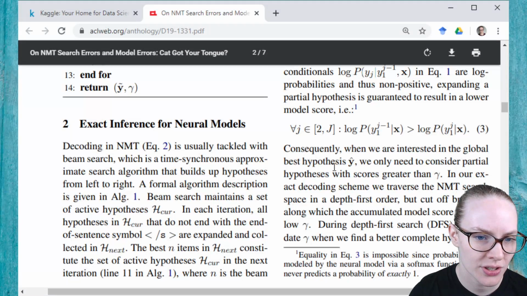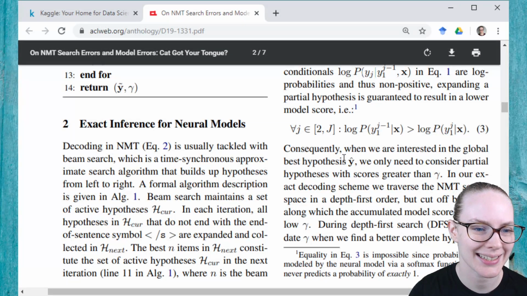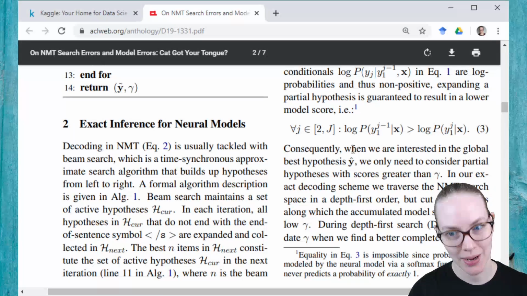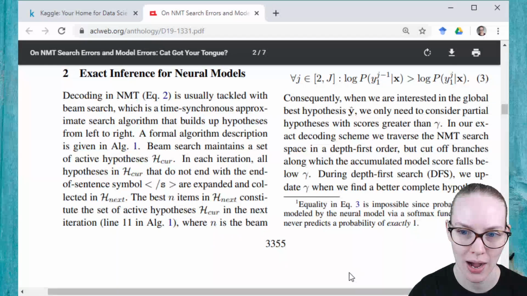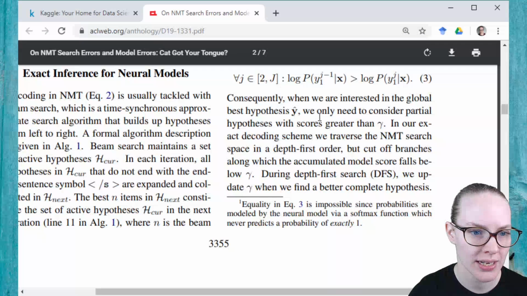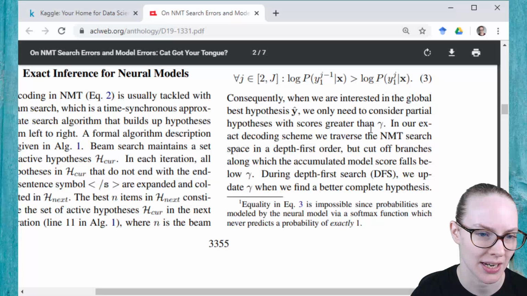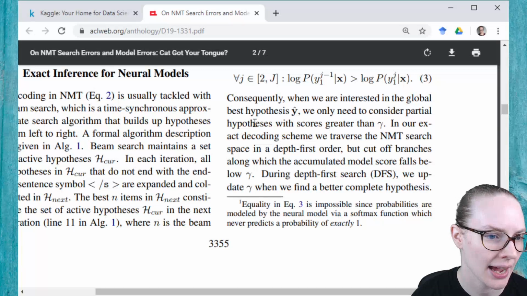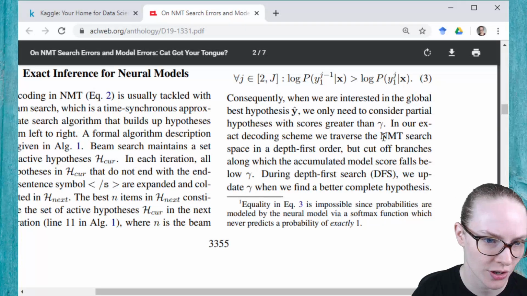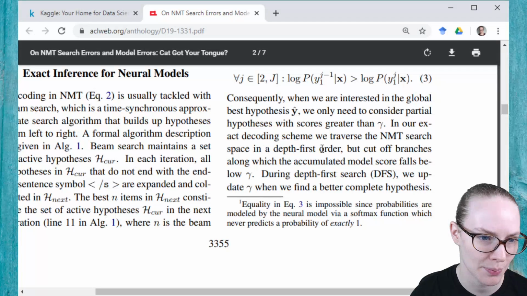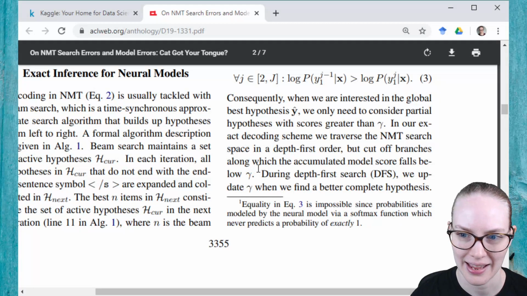Consequently, when we are interested in the global best hypothesis, the one hypothesis, y hat, we only need to consider partial hypotheses with scores greater than gamma. In our exact decoding scheme, we traverse the NMT search space in a depth first order, but cut off branches along which the accumulated model score falls below gamma.